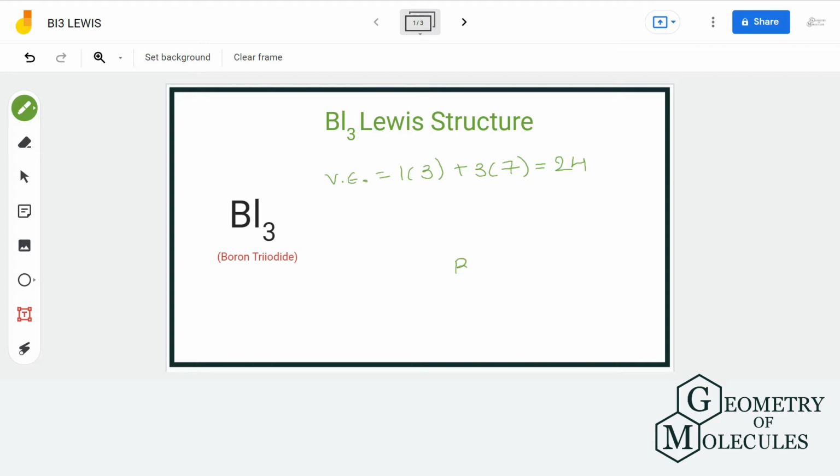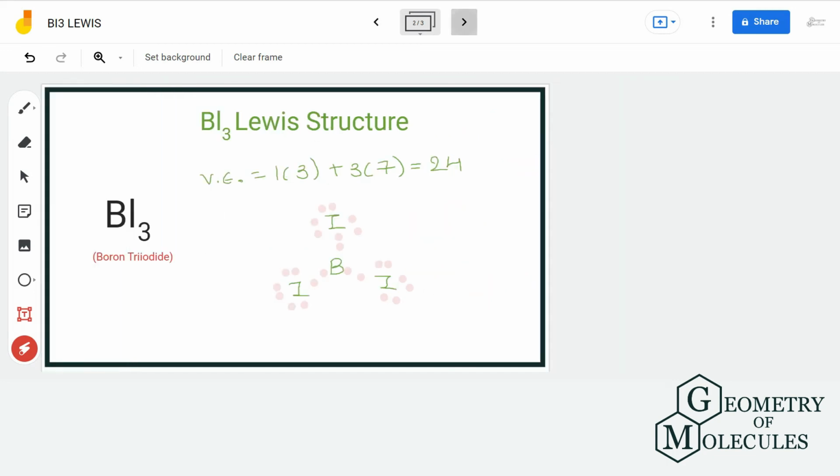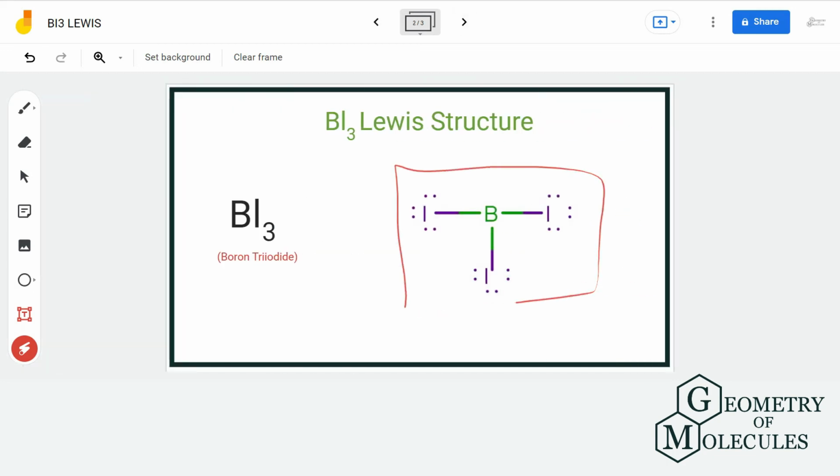For the arrangement of atoms, we will place boron in the center and arrange 3 iodine atoms around it. Then we will place an electron pair in between each atom for bond formation. As you can see, each iodine atom needs 6 more electrons for a complete octet, so we will assign 6 to each iodine atom. Doing that, we have used all our valence electrons and every atom here has a complete outer shell with zero formal charge. So this is the final Lewis structure of BI3.